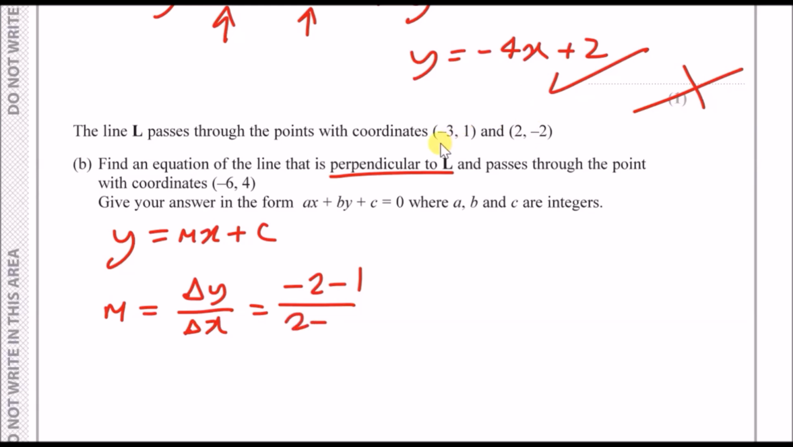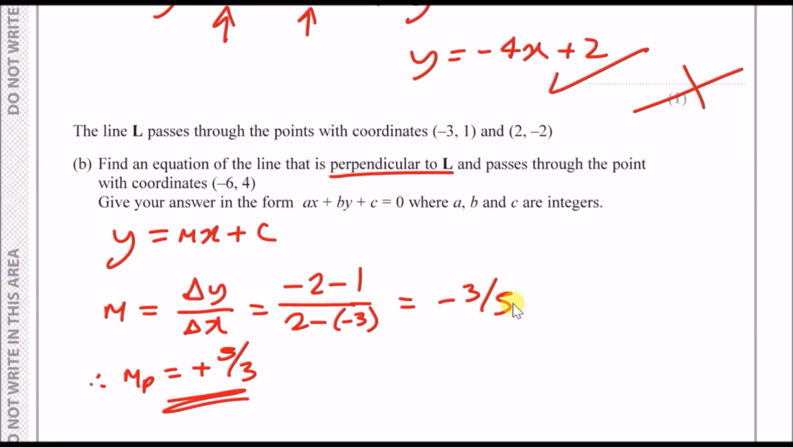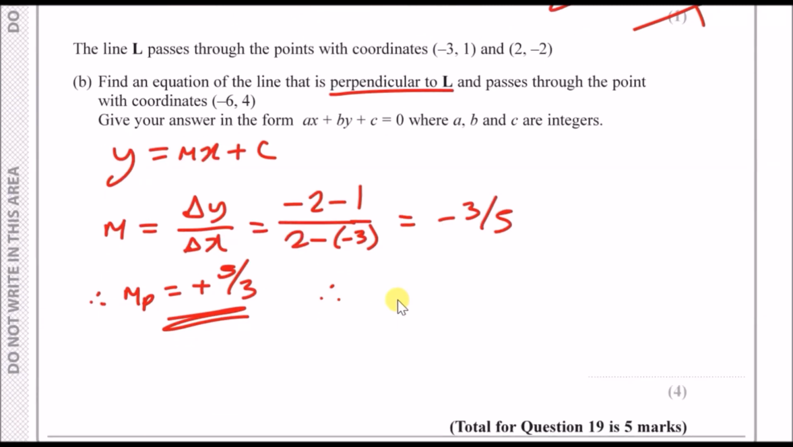So 2 minus bracket minus 3. And then when you put this in a calculator, you should get minus 3 over 5. Now, this is the gradient of the line L. So for the perpendicular line, we need to flip this gradient. So the new gradient, let's call it MP, perpendicular, is going to be, well, you flip the sign, so it'll be a positive, and then you flip this upside down, so it'll be 5 over 3. And that's it.